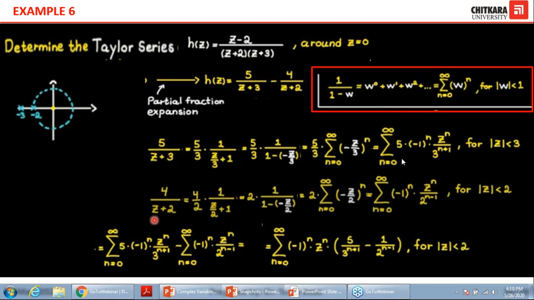Any doubts? Mod z less than 1, I think in every question I'm repeating the same data. Mod z less than 1 means what? Center is at origin, radius is 1. That is the meaning of mod z less than 1. Yesterday also I told you about these curves. It is a circle whose center is at origin and radius is 1. Any doubts in this question? I'm not getting any doubts.